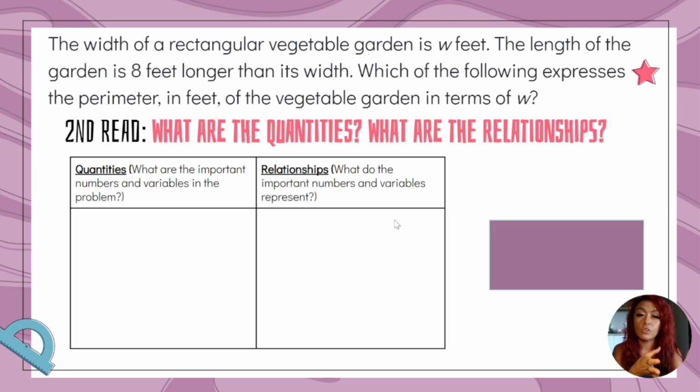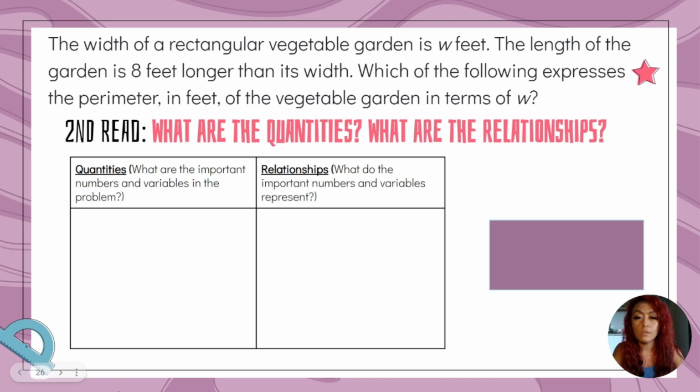So I'm going to start by drawing a rectangle. Anytime you have a problem like this about a rectangle, a square, I highly encourage you to draw a diagram for yourself because it will make the problem solving visual for you. So we're working with a rectangular vegetable garden. So first, draw yourself a rectangle.